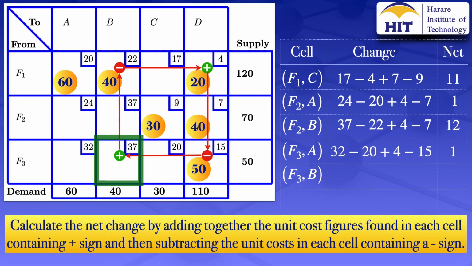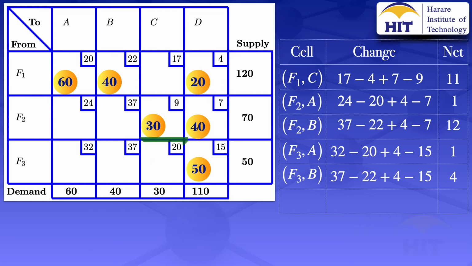We look at where we have the positive. Where we have the positives, we add the unit costs. Where we have the negatives, we subtract those unit costs. So our change there will be 37 minus 22 plus 4 minus 15, which will give us a net change of 4. We now go on to the next unoccupied cell, this cell here, cell F3C.